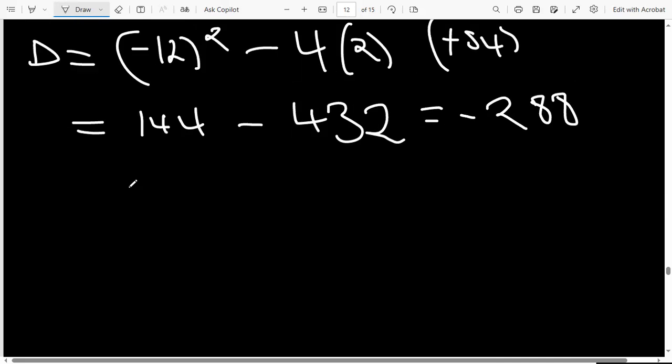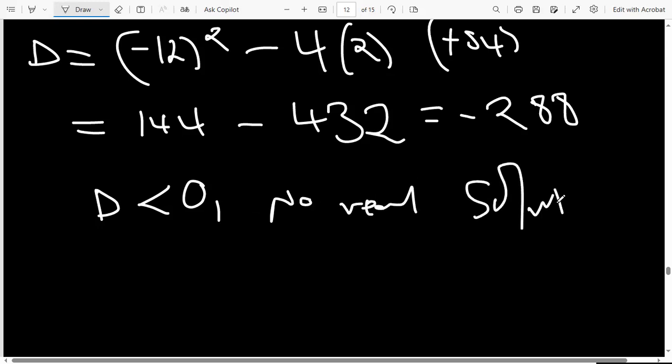So now here we see that our discriminant is less than 0. If the discriminant is less than 0, because it's a negative number, you say that there are no real solutions. That's the nature of the roots: no real solutions.